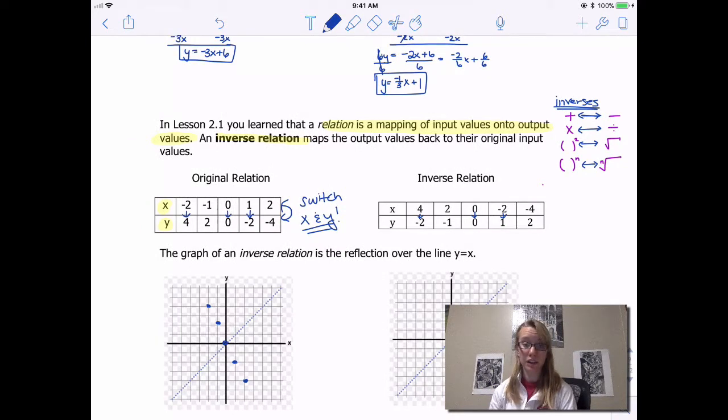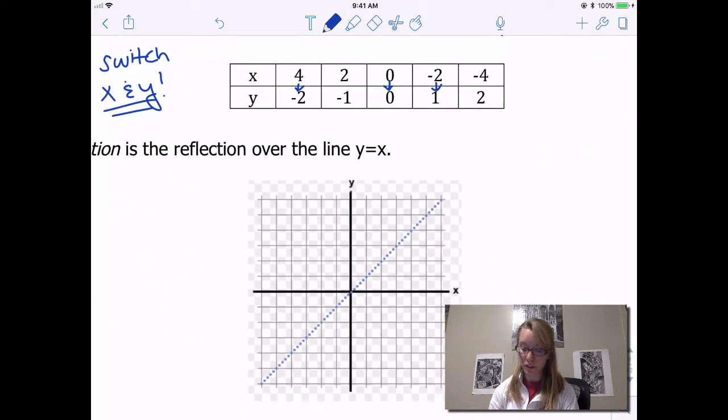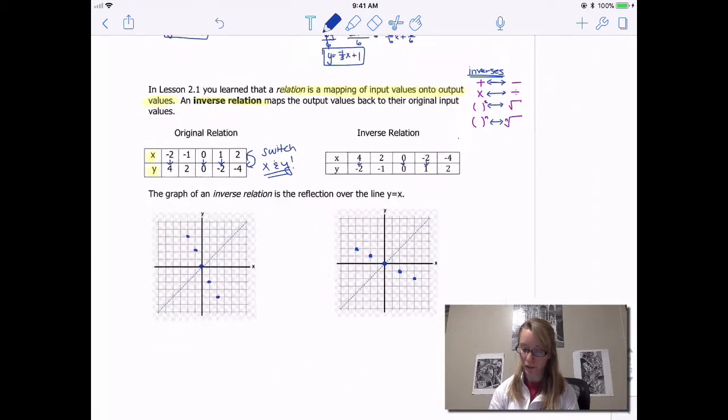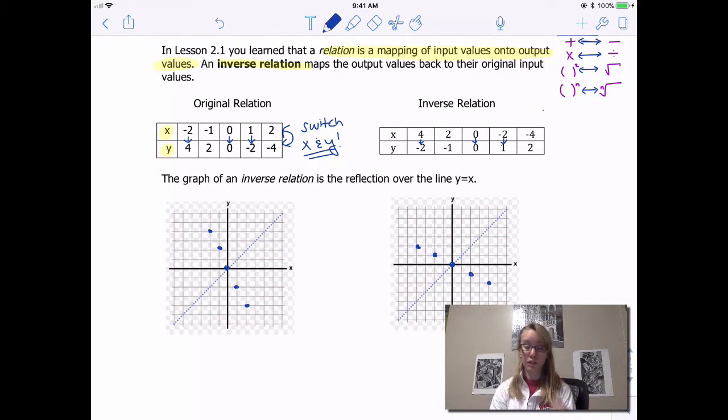We can actually graph that as well. This time the x value is 4 and the y value is -2. Then I have the x value of 2 and the y value of -1, (0, 0), (-2, 1), and (-4, 2). So those are the original relation and the inverse relation. Again, we're talking about opposites, so in this case it's switching x and y.